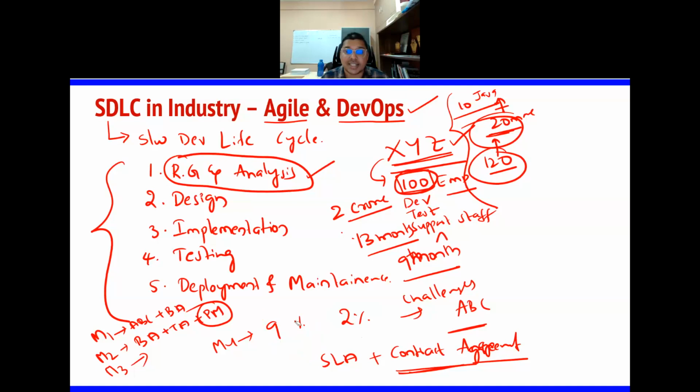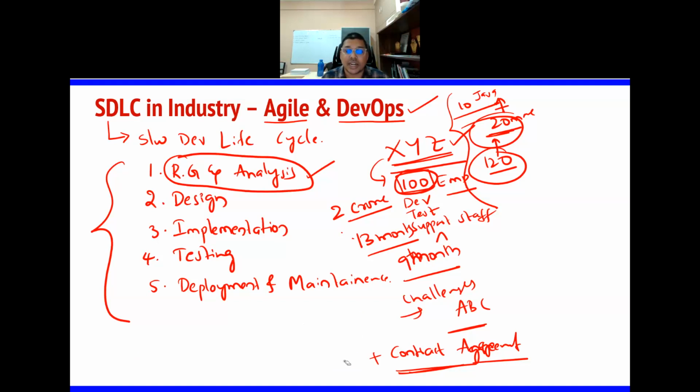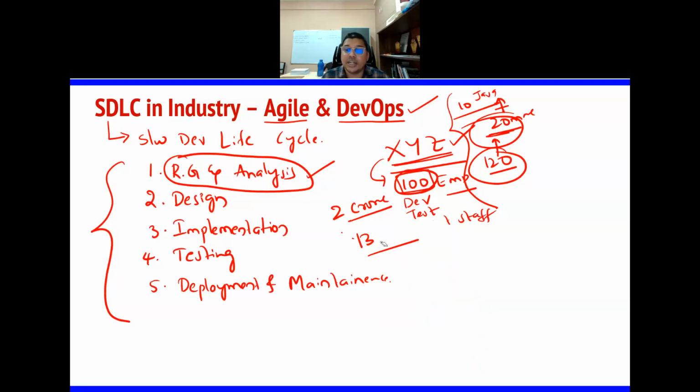Now the agreement is done, the SLA is done, everybody is okay. Business analysts have done their job. They have given everything to the technical analyst. Now the technical analyst's job starts. He will do the design phase. Okay, he will do the design step.